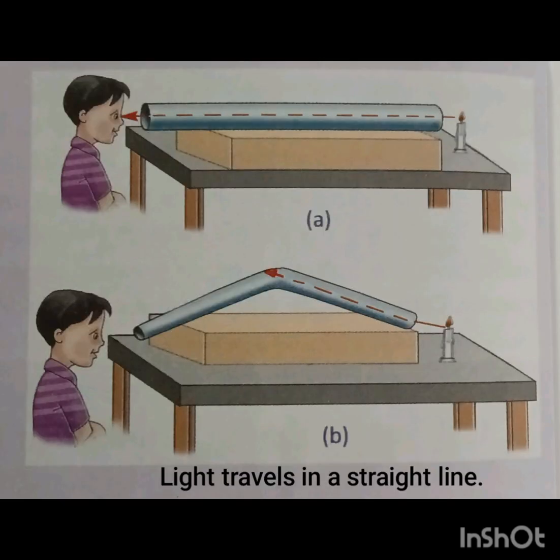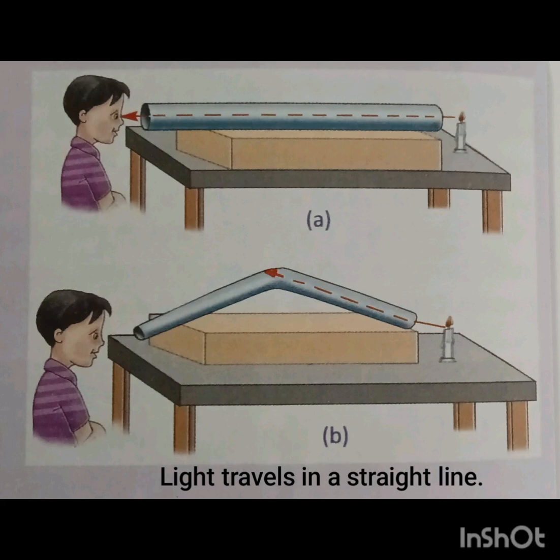We will do another activity to show that light travels in a straight line. For that, we will take one aluminium tube of about 30 centimeters length, one candle, a table and a matchbox. Light the candle and place it on the table. See the candle through the tube. Is the candle visible? Yes.